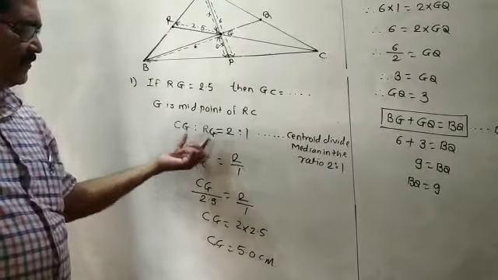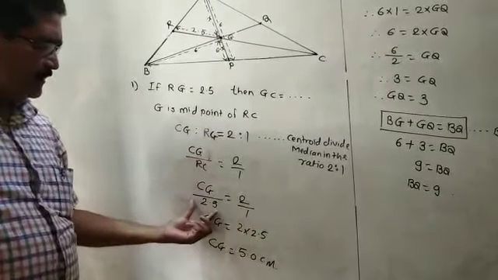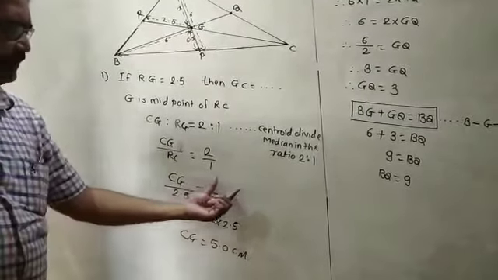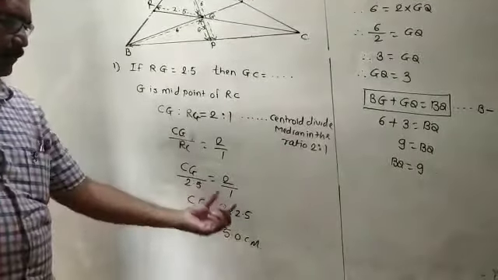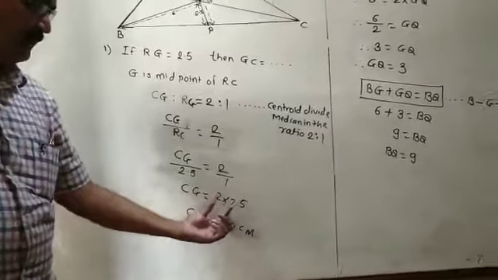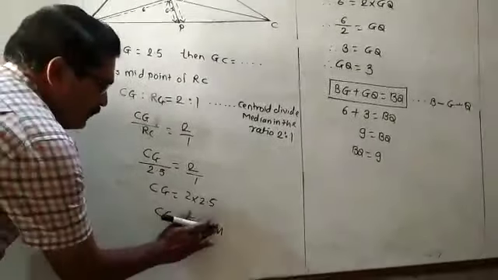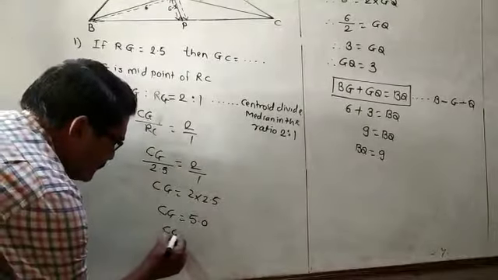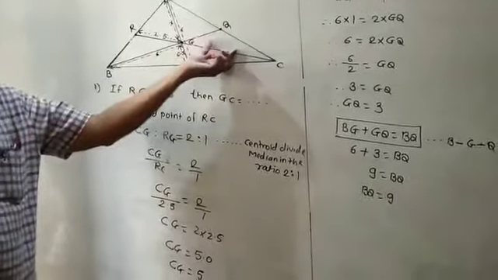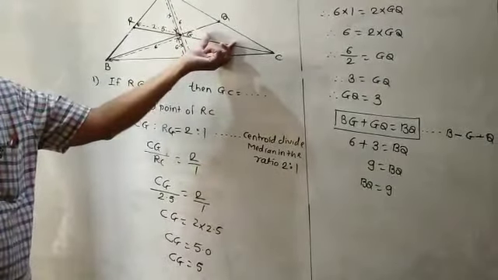CG as it is, you have to write the RG value. RG is equal to 2.5, so CG upon 2.5 is equal to 2:1. You have to transpose this 2.5 that side. Divided by 2.5 becomes multiplied by 2.5. CG is equal to 2.5 multiplied by 2 is equal to 5. So CG is equal to 5.